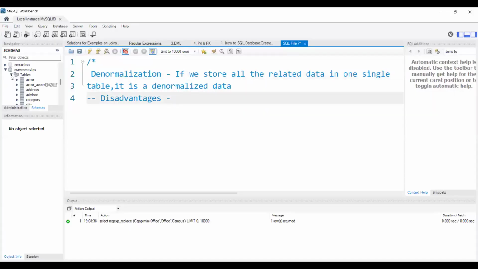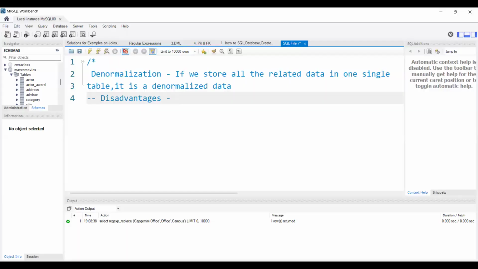Normalized data means we store the complete data in multiple tables, and we should make sure there is one common column between those tables so that we can relate them. Basically, by using joins, we can join them and display them. Let me go with the flow, then you won't get any doubts. So I'm saying we have disadvantages in denormalization, which I discussed on that day.